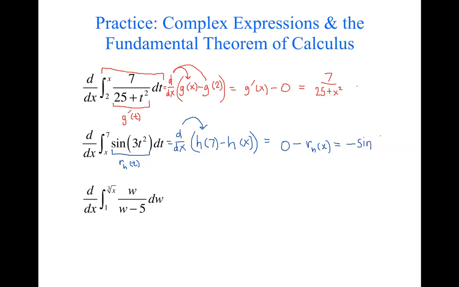sine of 3x squared. Now, keep in mind, if this had been some other letter like q, as long as this was also q, we could still do the problem. It would just be h of q here and d dq, and at the end we'd have a q. So there's no need for this to be x. I was just using x as it's a fairly standard variable.